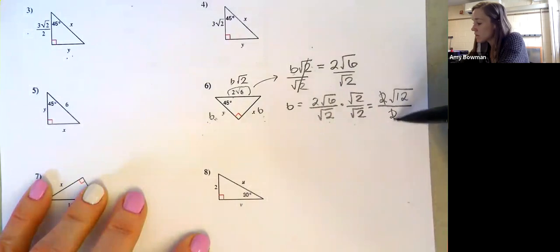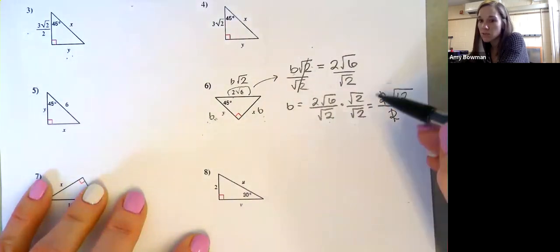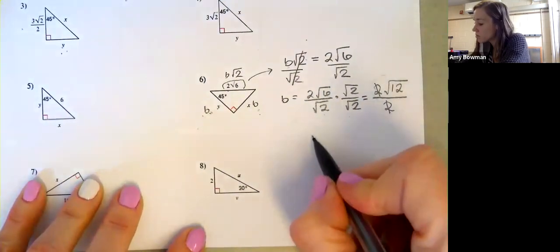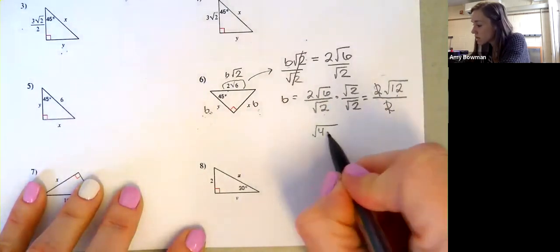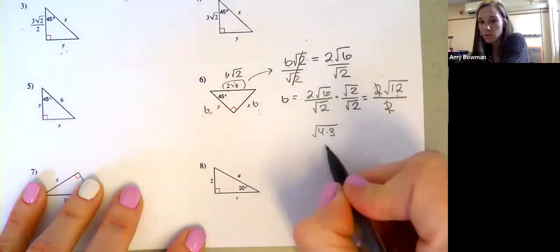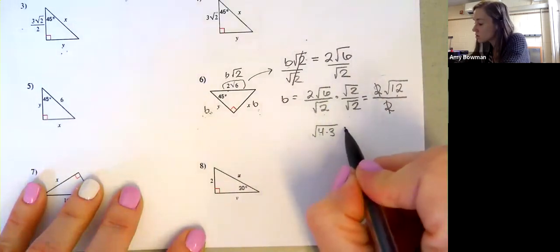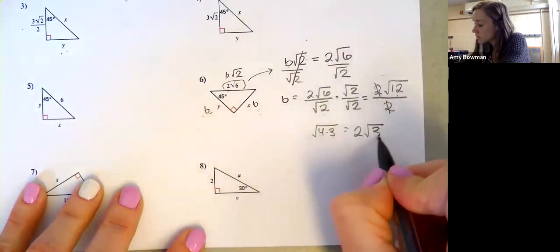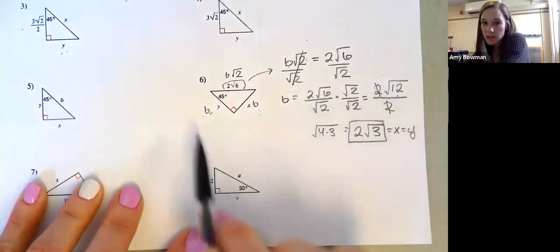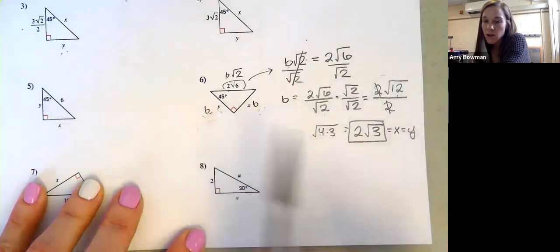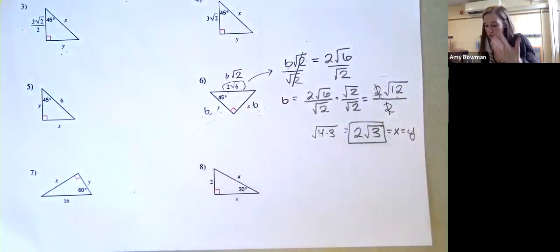The 2 over 2 cancels, but we also need to simplify the square root of 12. So you guys have been practicing stuff like this. I'm going to rewrite 12 as 4 times 3. And that breaks down how I can take the square root of 12. So the square root of 4 is 2, and then that just leaves the root 3 in there. So that equals x and y because x and y are identical there. Okay, so that's one example for 45, 45, 90s, or 2 examples.